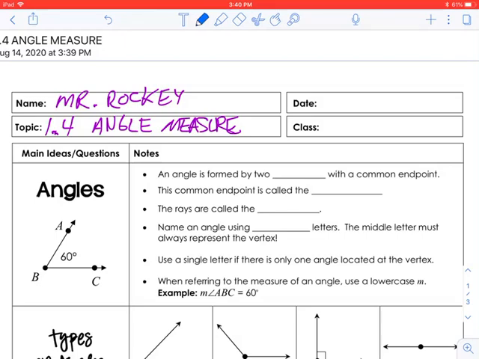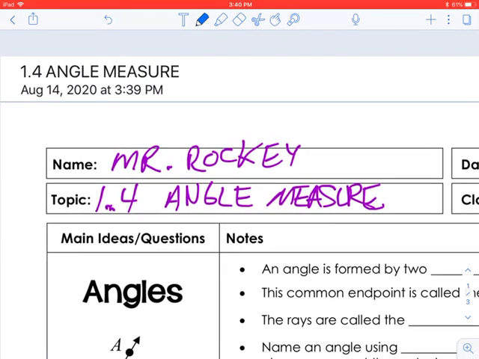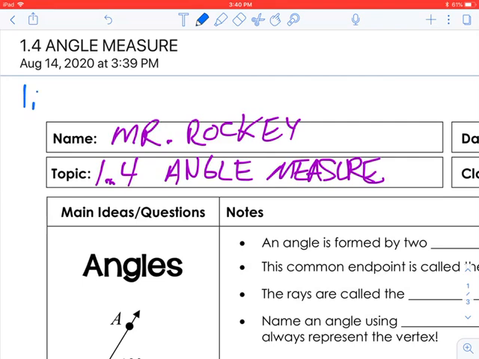All right, geometry. We're talking about 1.4 angle measure. So we're talking angles. We've talked about angles probably before, but we're delving in a little deeper with these angles. Now, before we do anything, we've talked about a few things.